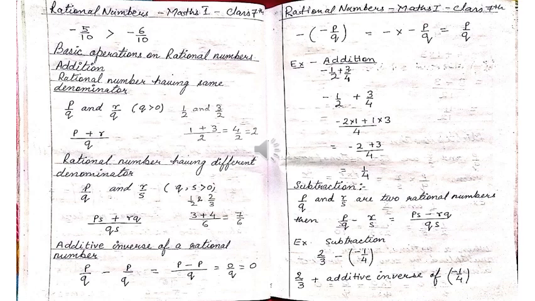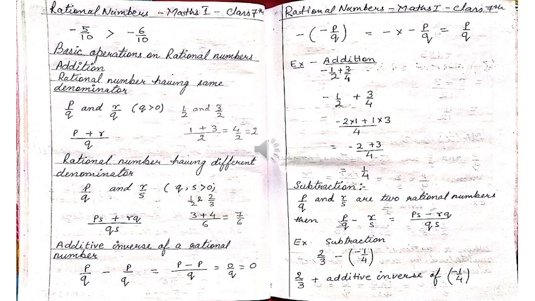Now basic operations on rational numbers. Addition. Rational numbers having the same denominator, that is P upon Q and R upon Q, where Q is greater than 0.